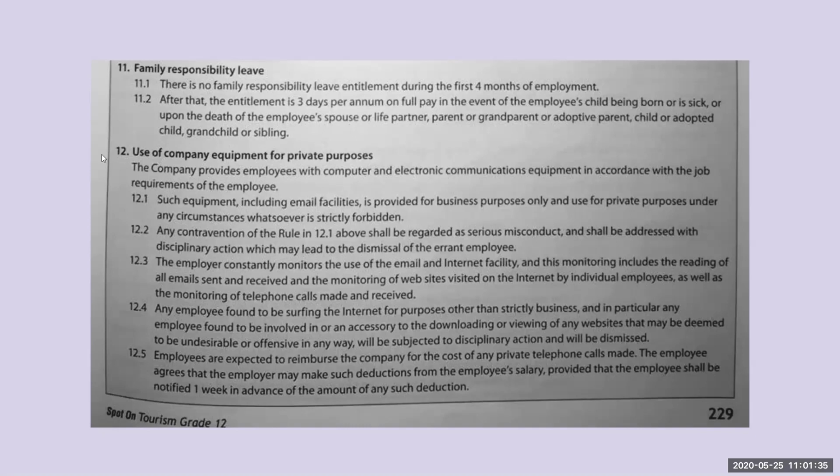The company provides the employee with computer and electronic communication equipment in accordance with the job requirements of the employee. Now, such equipment, including email facilities, is provided for business purposes only, and use for private purposes under any circumstances whatsoever is strictly forbidden. Any contravention of the rule in 12.1 above shall be regarded as serious misconduct and shall be addressed with disciplinary action, which may lead to the dismissal of the errant employee.